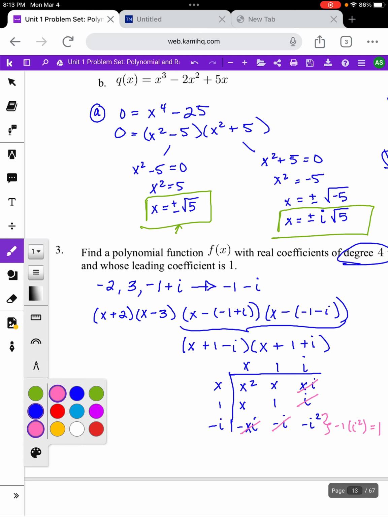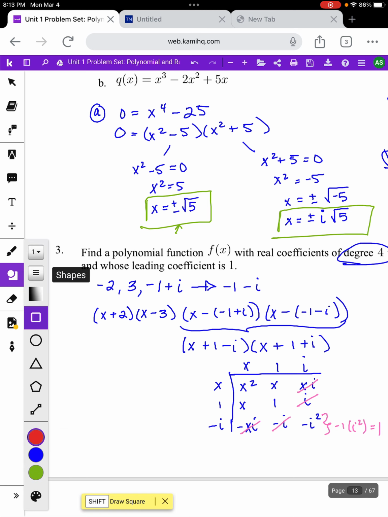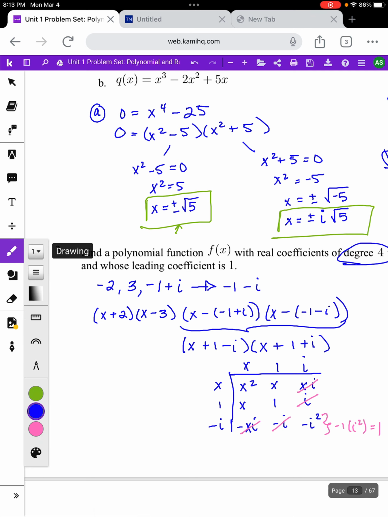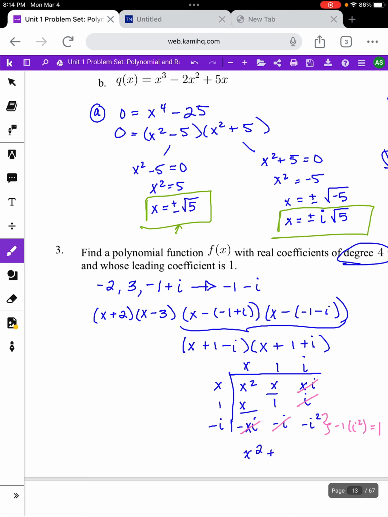So this whole thing, despite being super ugly, goes down to x squared plus 2x plus 2. Okay, so that's that one. And this one here is x squared minus x minus 6. So the two things I have to multiply together now are x squared minus x minus 6 and x squared plus 2x plus 2.